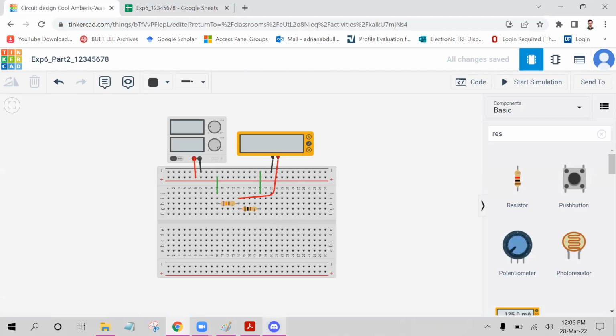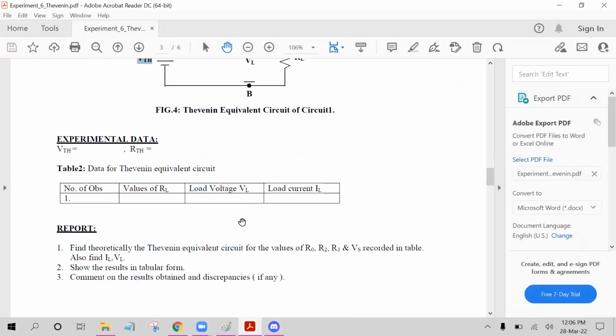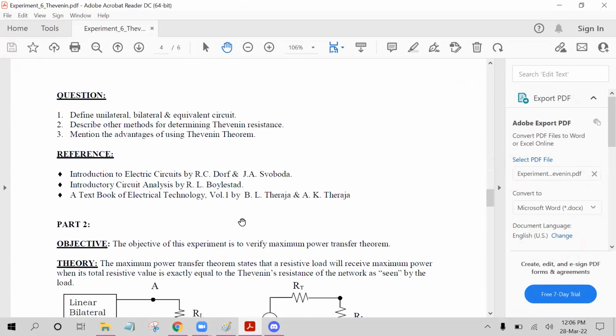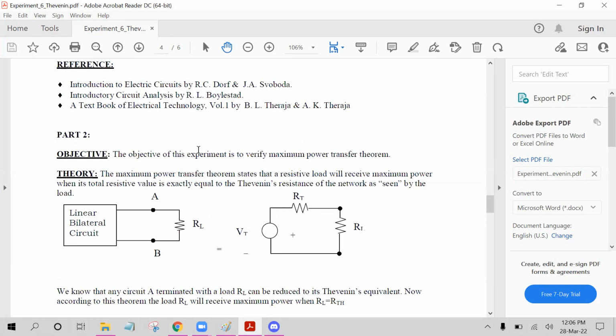Now we can move on to our part 2. Okay, the objective of this part is to verify the maximum power transfer theorem. This theorem is closely related to Thevenin's theorem. That is why we are going to complete this task along with the Thevenin. Okay. Now, what does this theorem imply?